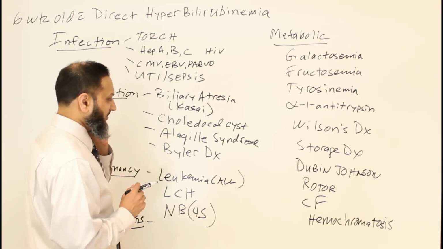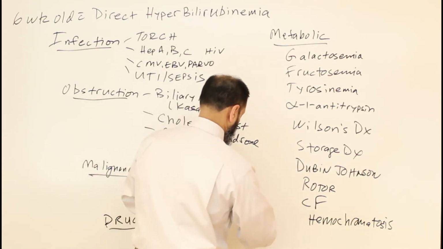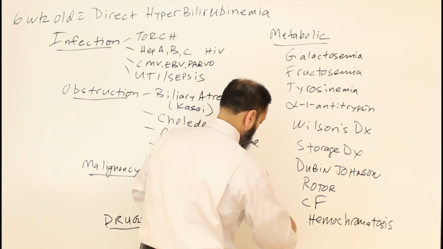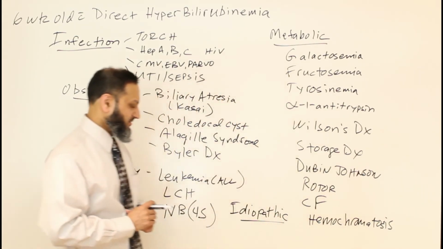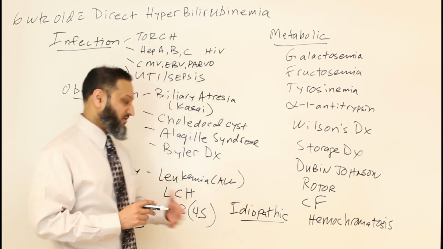And then there's other categories of just idiopathic, right? So there's idiopathic neonatal cholestasis. So there are different idiopathic causes, idiopathic neonatal cholestasis. There's autoimmune hepatitis. So there's various things.